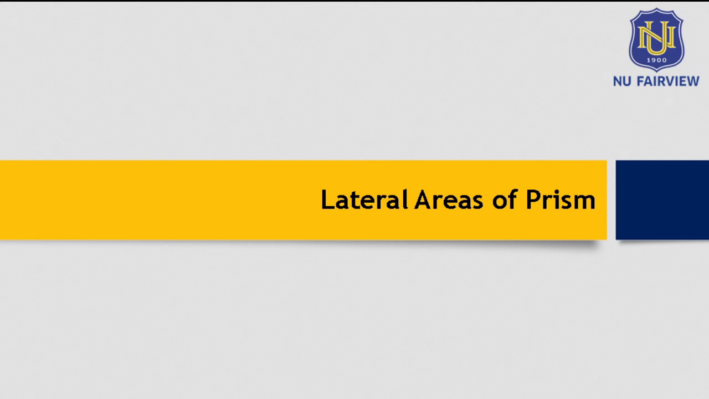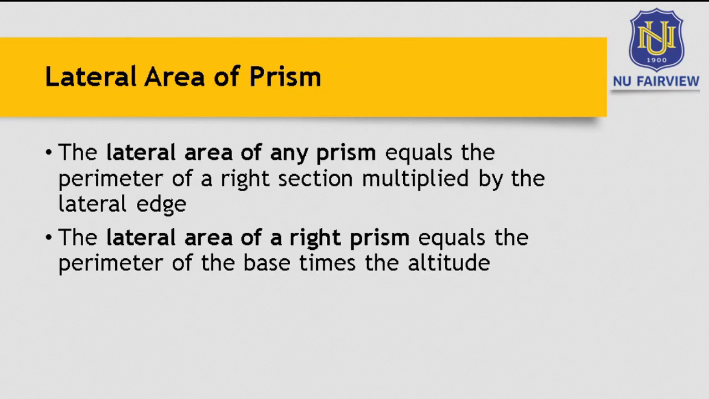Now, when we say lateral area, we already knew that this is the sum of all the areas, di ba? So, na-discuss na natin yun before. So for today, let's have a deeper look on lateral area. Okay? Now, when we say lateral area of a prism, it is defined as the perimeter of a right section multiplied by the lateral edge, or it could be the perimeter of the base times the altitude.